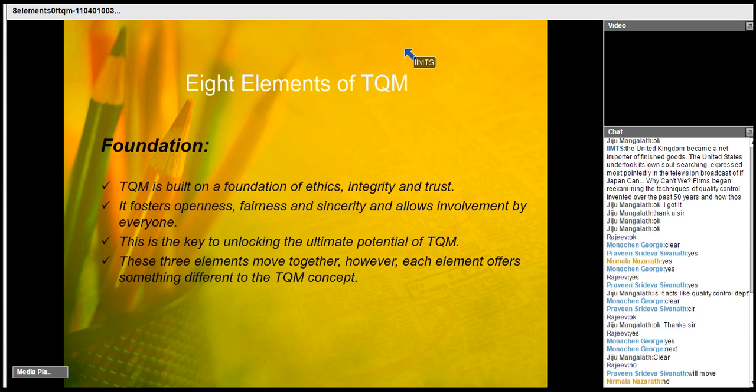So what are the 8 elements of total quality management? Foundation. Total quality management is built on a foundation of ethics, integrity and trust. It fosters openness, fairness and sincerity and allows involvement by everyone. This is the key to unlocking the ultimate potential of total quality management. These 3 elements move together, however, each element offers something different to the total quality management concept.